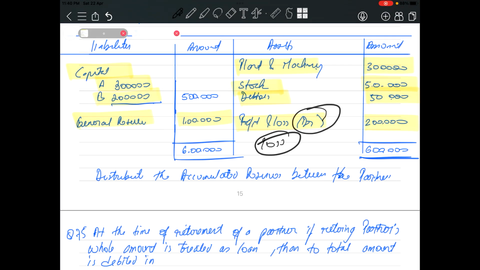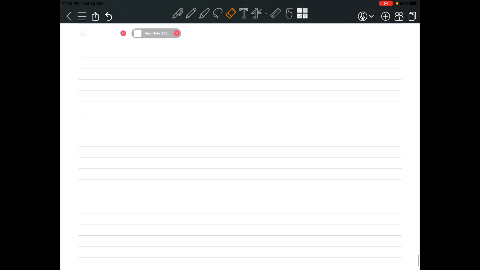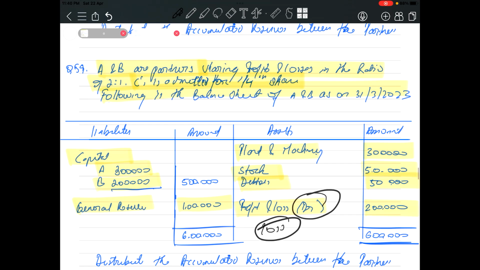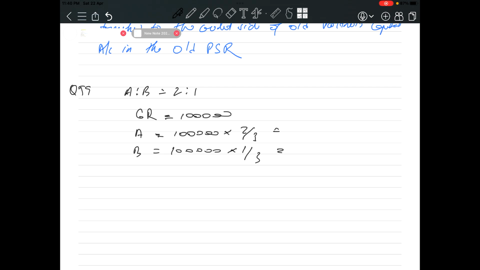Question number 59. A and B, what is the ratio? 2:1. General reserve of 1 lakh. General reserve is basically a gain, a profit kept aside, 1 lakh. Now for A and B, 1 lakh into 2/3 and 1/3. So what will be the answer?